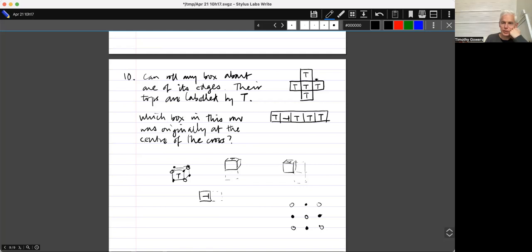So let's just think about this. So let's suppose that the top vertices are, let's make this one black, white, black, white.